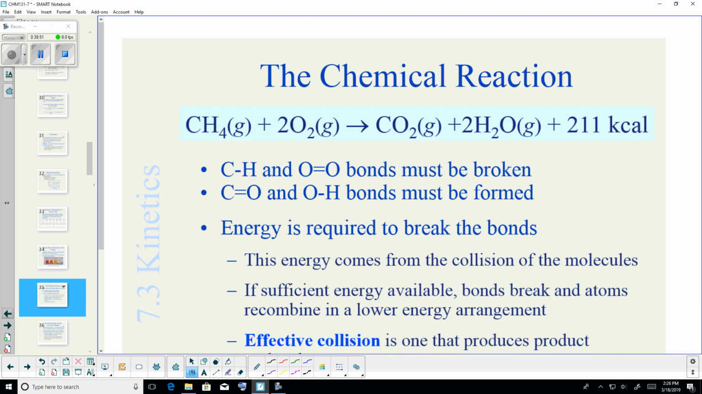What does that mean? That means they have to hit in the right orientation. If I blindfold you and say, okay, you have to come together and shake hands with somebody, you have to come up essentially face to face. But if you're blindfolded, you can't see that. So you may come up to somebody from behind, so you can't shake hands. So even though you may collide, it's not effective. So you've got to have the right orientation.